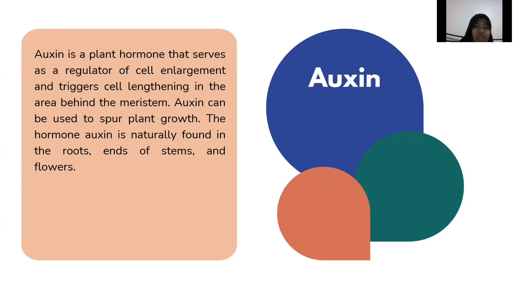First, auxin. Auxin is a plant hormone that serves as a regulator of cell enlargement and triggers cell lengthening in the area behind the meristem. Auxin can be used to spur plant growth. The hormone auxin is naturally found in the roots, stems, and flowers.